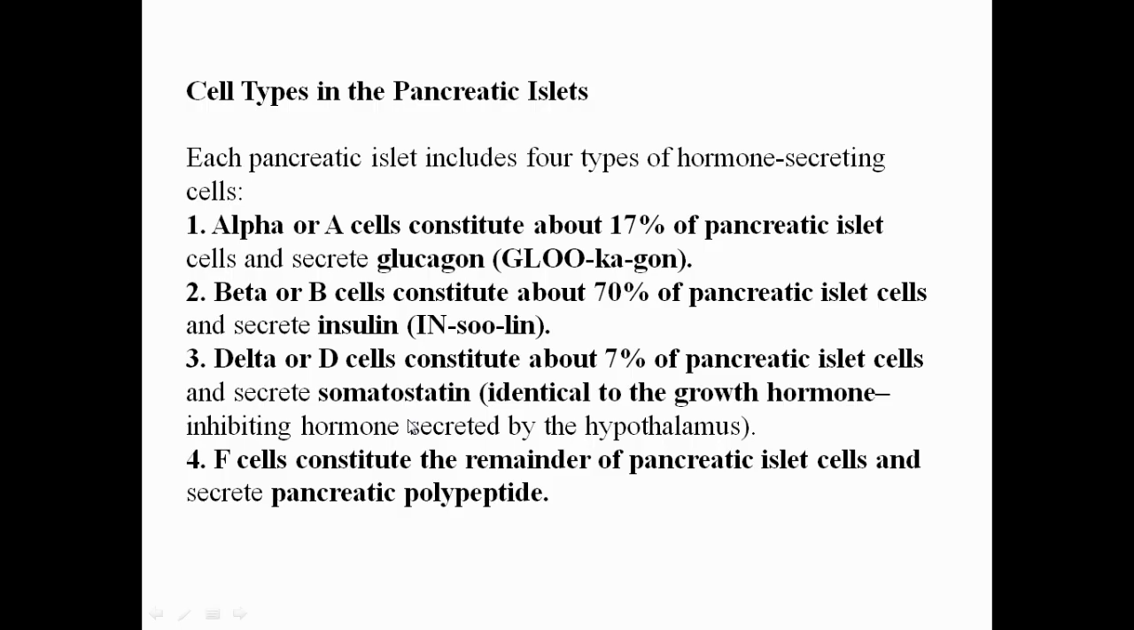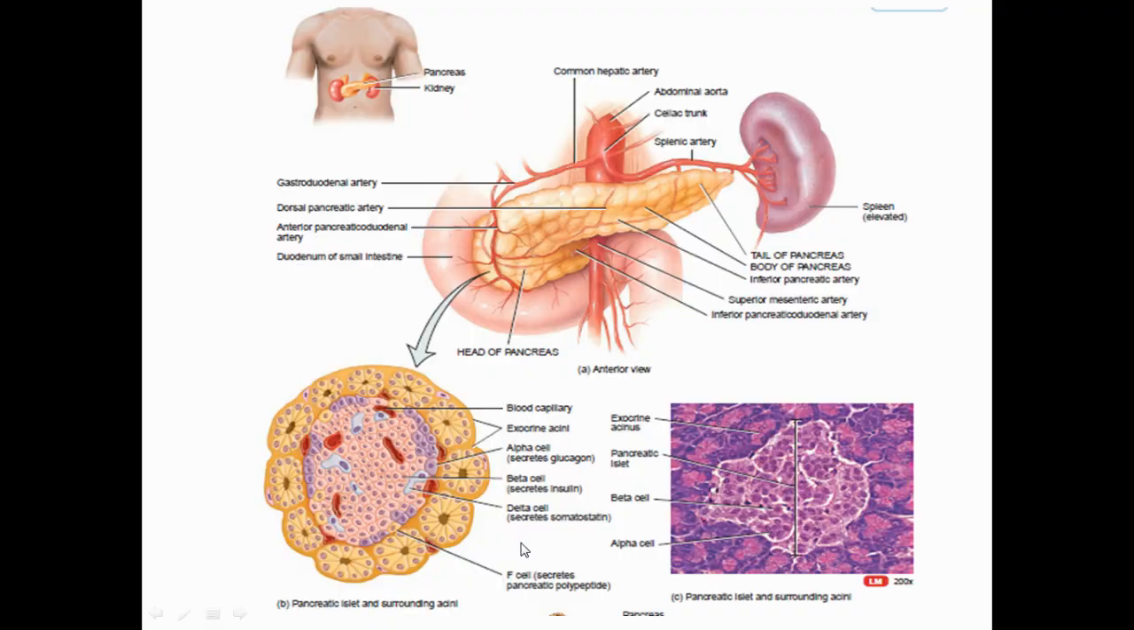There are different cells of the pancreas. This slide shows the different types of pancreatic islet cells. 17% of the islet cells are alpha cells, which secrete glucagon. 70% are beta or B cells, which secrete insulin, and 7% of the islet cells are delta or D cells, which secrete somatostatin. This is identical to growth hormone but inhibits the secretion of growth hormone. The remaining 6% are called F cells, and they secrete pancreatic polypeptide.